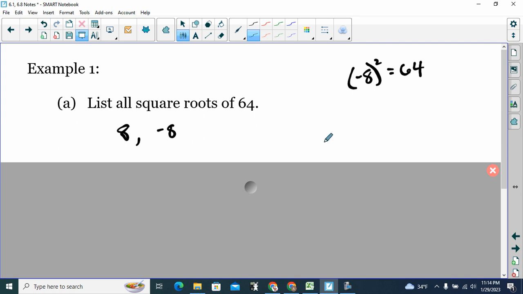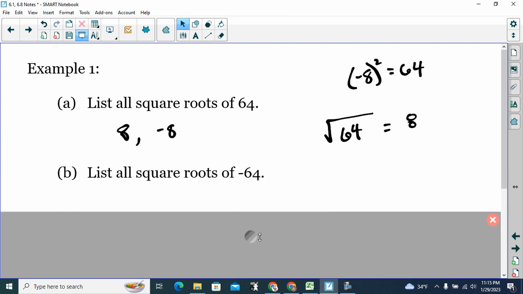8 and negative 8 are both square roots of 64. Now this does not change what this is equal to. This is asking for the positive square root of 64. This notation means I want the positive square root of 64, which is just 8, not plus or minus 8. If it wanted the negative square root of 64, it would have to have a minus sign out front. So this notation, root 64, is only 8. If it wants to know what are the square roots of 64, that is 8 and negative 8.